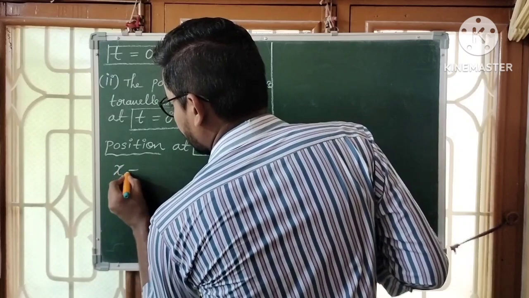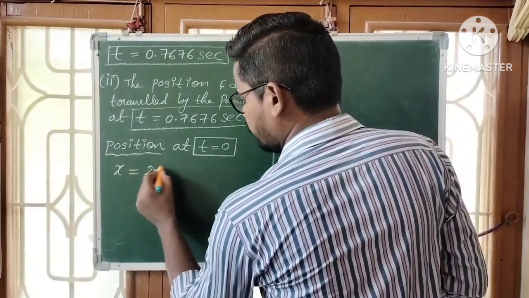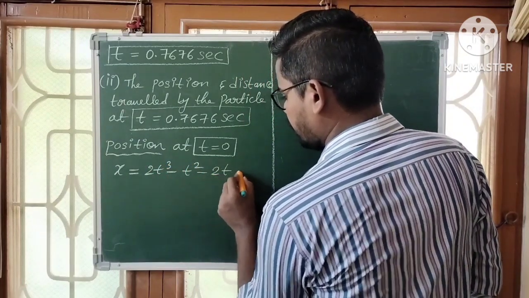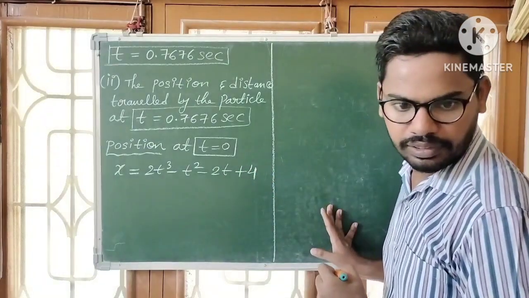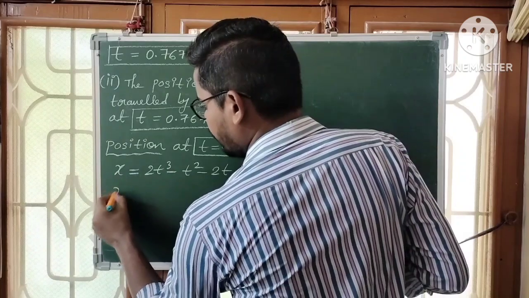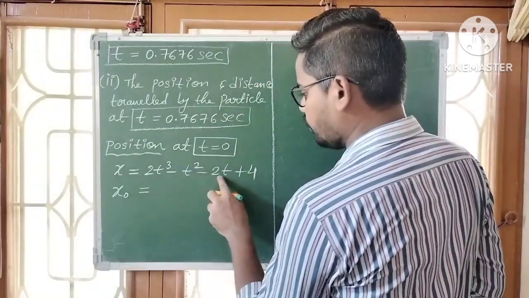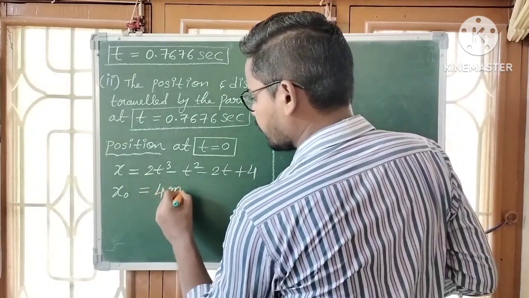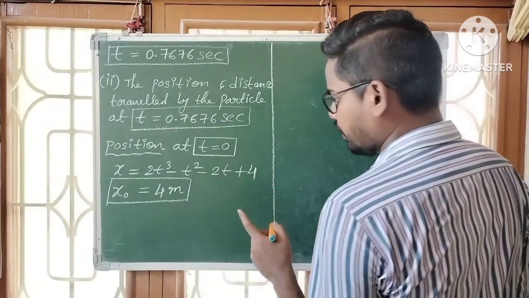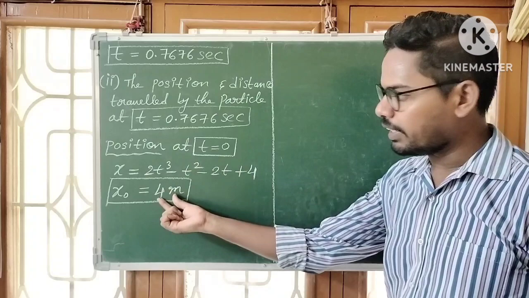So what is the equation for position? What is the expression for position? x is equal to 2t cube minus t square minus 2t plus 4, already given in the question. So put t is equal to 0. You will get the initial position x naught. x naught is equal to 2 into 0 cube minus 0 minus 2 into 0 plus 4, so you will get 4 meters. So the initial position of the particle is 4 meters. At t is equal to 0, the position of the particle is 4 meters.